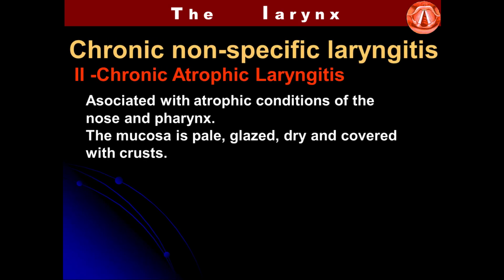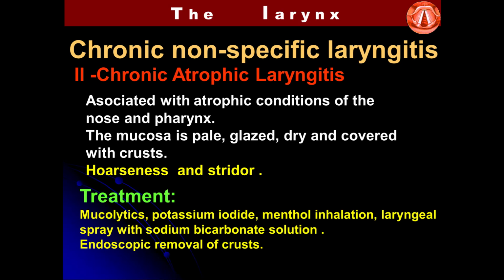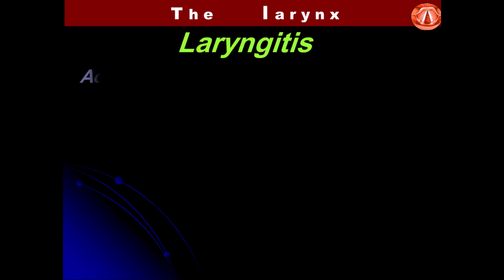Atrophic laryngitis usually occurs due to atrophy of the nose and the pharynx, and usually doesn't occur alone. The mucosa is pale, glazed, dry, and covered with crusts. Hoarseness and stridor may occur. Treatment is by good hygiene of the nose and the pharynx, with mucolytics, potassium iodide, menthol inhalation, and laryngeal spray. Endoscopic removal of crusts is rarely indicated.